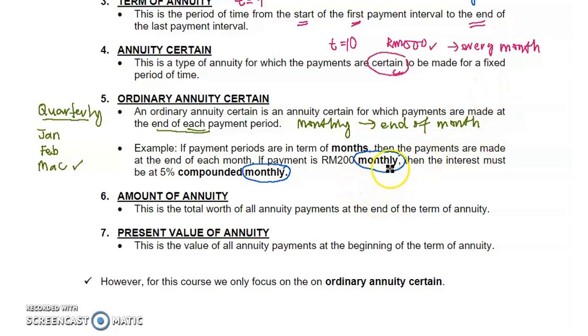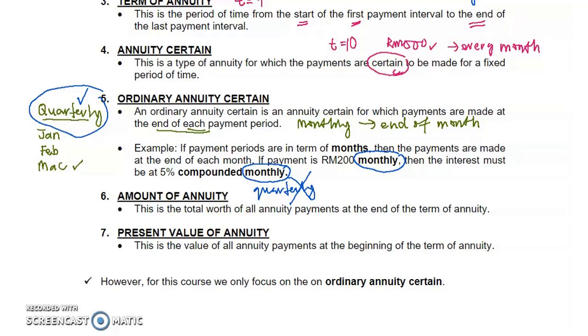So it cannot be, let's say you pay monthly, but the interest is compounded quarterly. This is not ordinary annuity certain. So if it is ordinary annuity certain and you pay quarterly, the interest also must be compounded quarterly. If you pay annually, the interest also must be compounded annually. Remember, if quarterly, the interest cannot be compounded monthly. So that is ordinary annuity certain.